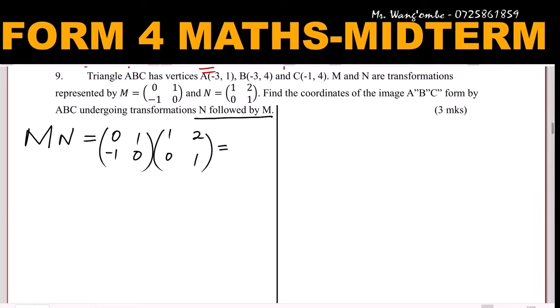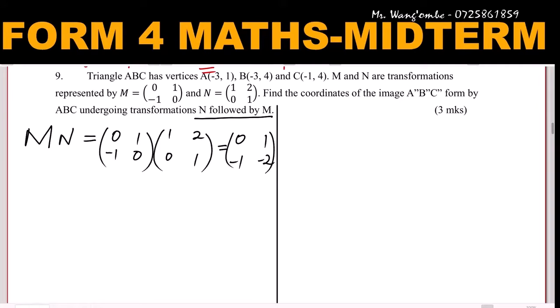And then we have that product. I'm sure you know how to multiply the matrices. So this one you get when you multiply 0, 0. So this one will give 0. Then row 1, column 2 will give 1. Then row 2, column 1, this will give negative 1. And then the last one will give negative 2. So that is the single matrix of a successive transformation. This is N followed by M.